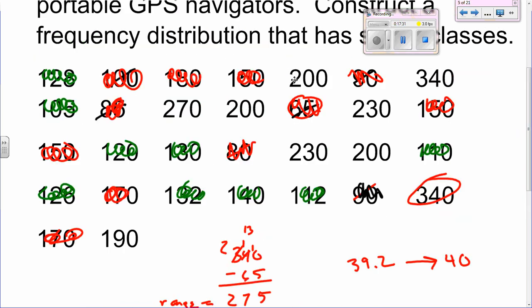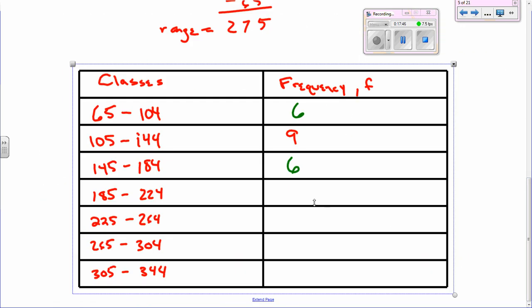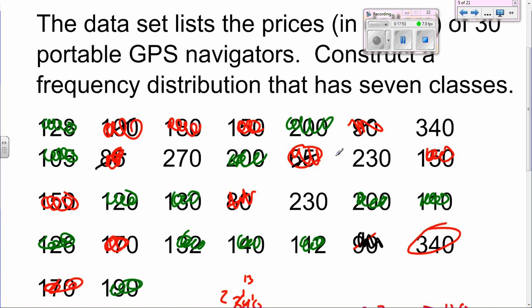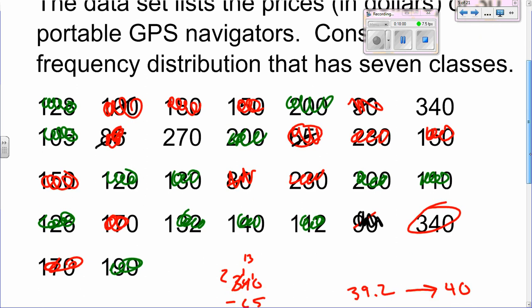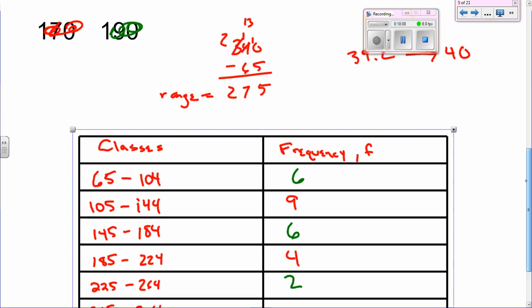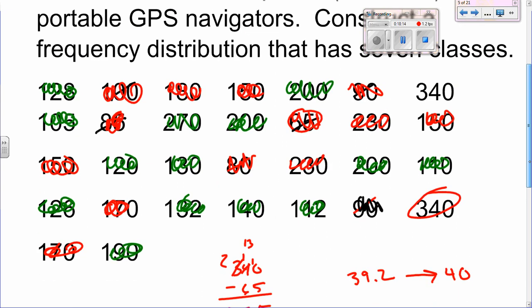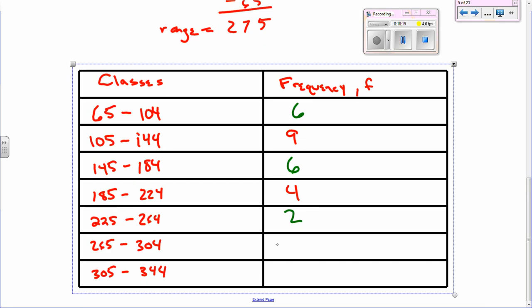185 to 224, 1, 2, 3, 4. 225 to 264, 1, 2. 265 to 304, 1, and then the last one is in the last class, because we crossed every other one out.